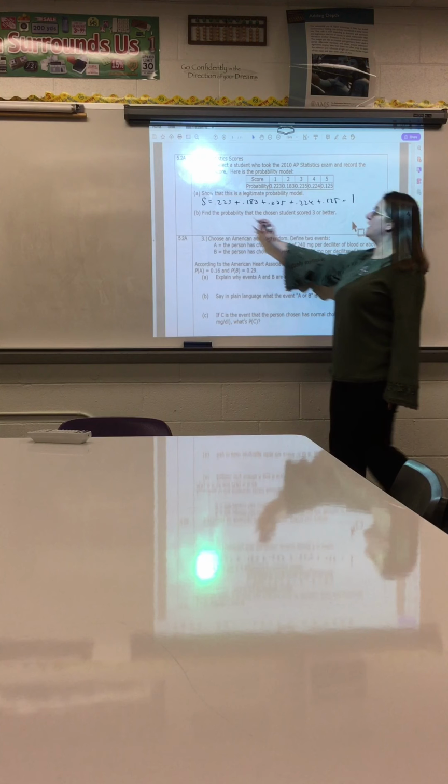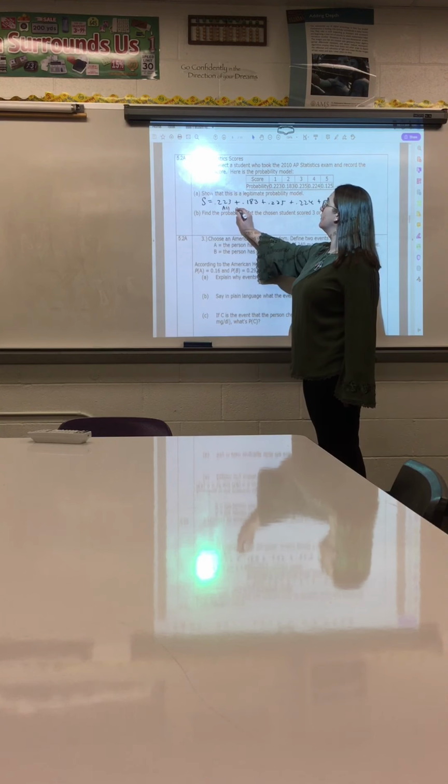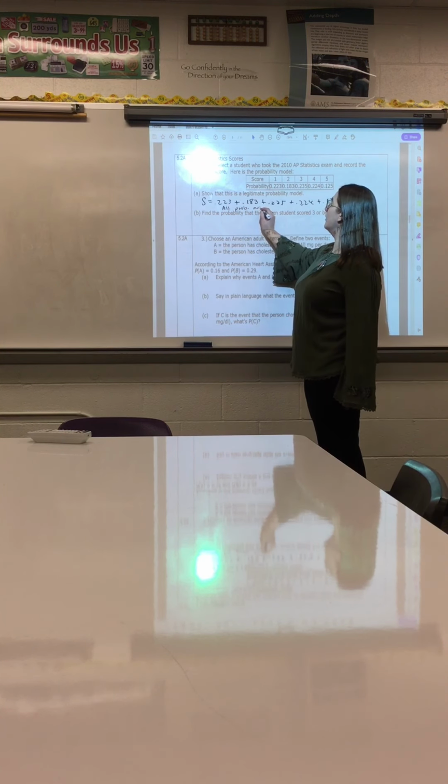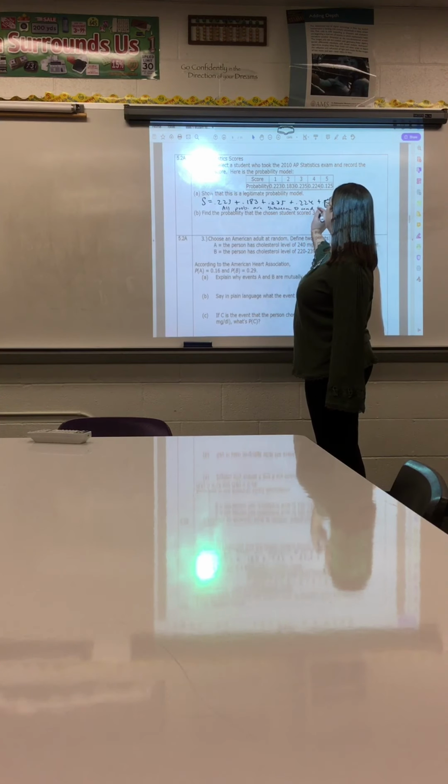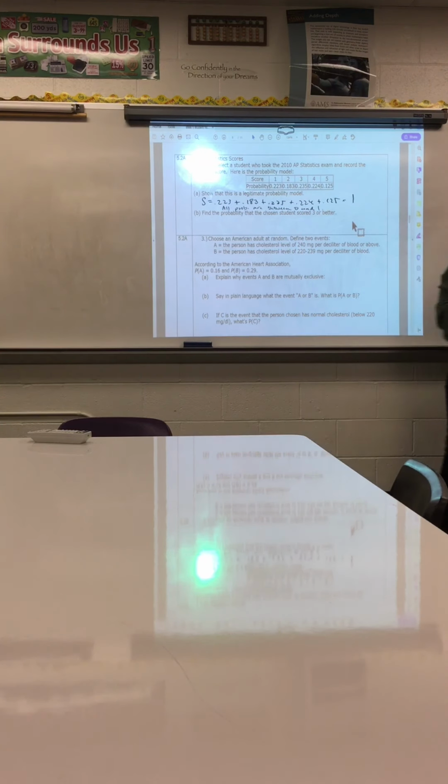And then that's not the only thing. The other thing is to say that all probabilities are between 0 and 1. So show the total adds to 1 and state that all probabilities are between 0 and 1. That's important. Those are the ways we check to see if it's legitimate.